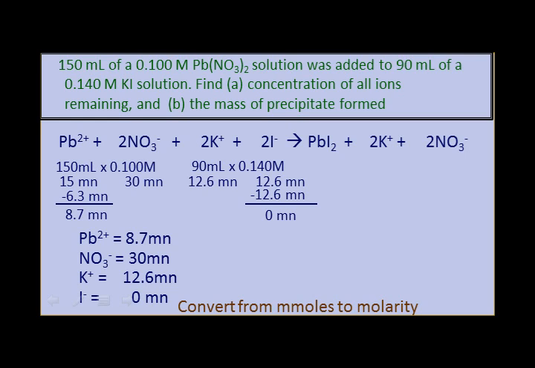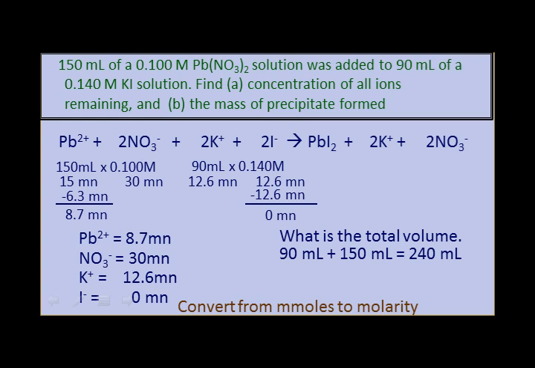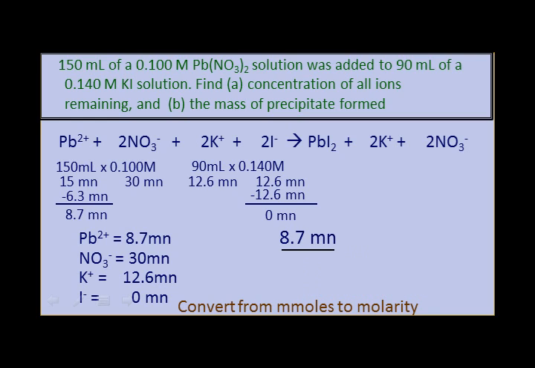Now, we wanted the concentration. So let's convert from millimoles to molarity. Remember how to do that? Do you remember what you need? What's the total volume of the solution, theoretically? Well, the total volume should be 90 milliliters plus 150 milliliters to give us about 240 milliliters of solution. Now, do you remember how to convert from millimoles to molarity? Sure, you remember. You take your millimoles and you divide it by your milliliters.